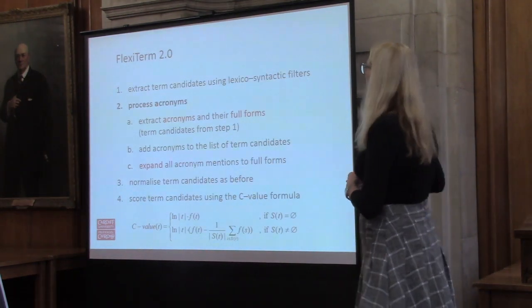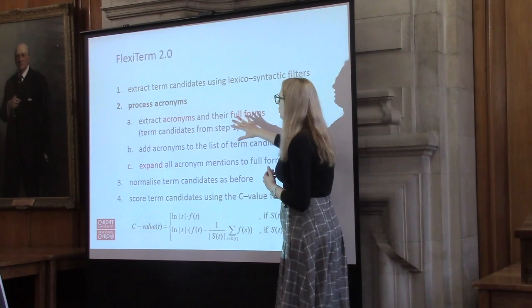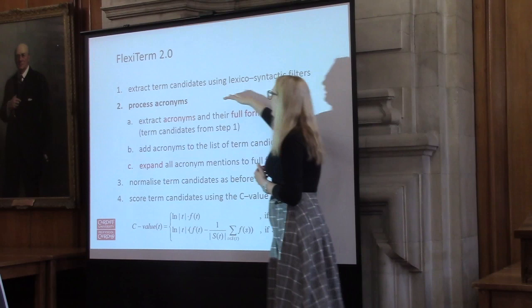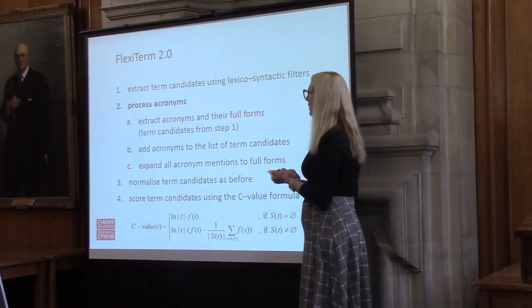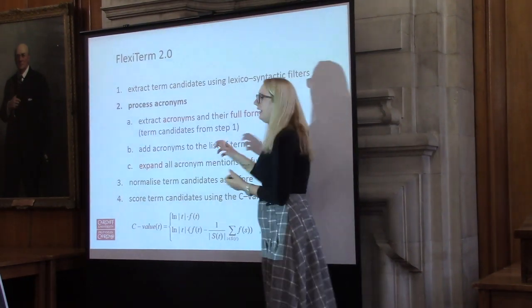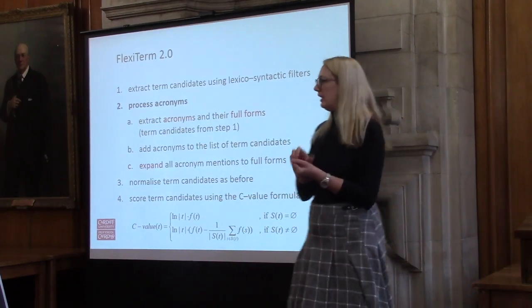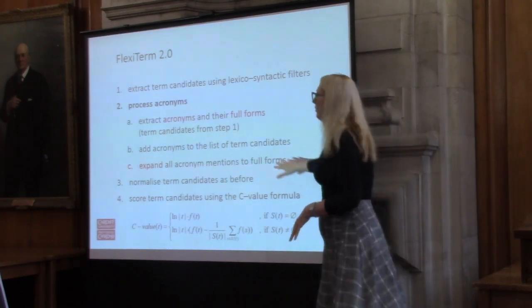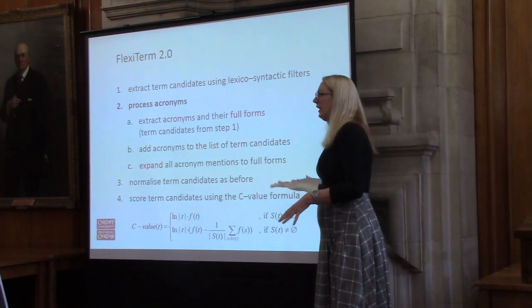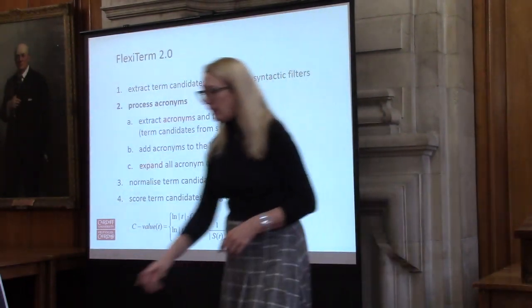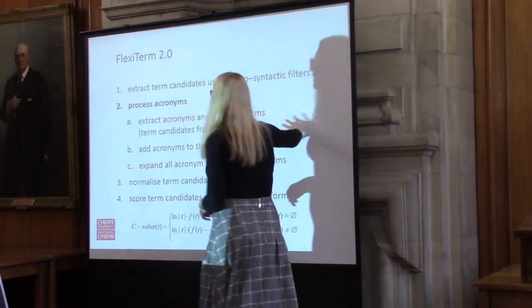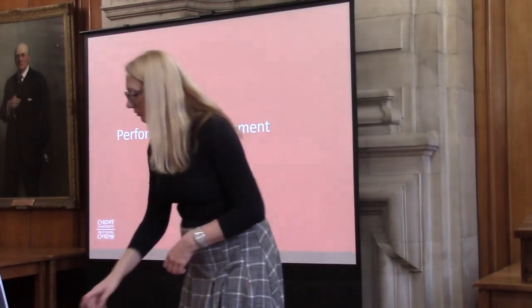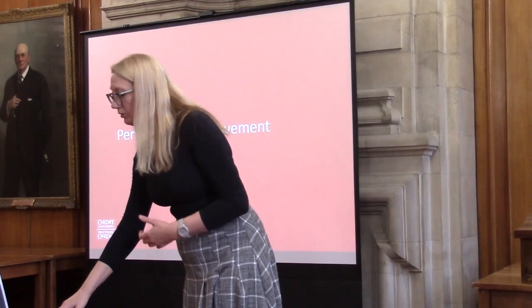And then we just built it into Flexiter. It didn't change much. As before, we were extracting term candidates. We extracted acronyms, processed them, found their full forms, and then expanded all references to this acronym to their full form. Once you expanded them, there's no reason why we couldn't use the rest of Flexiter as it was. And this is what we did. Nothing changed apart from inserting this bit where we recognize acronyms and expand all references in existing term candidates.